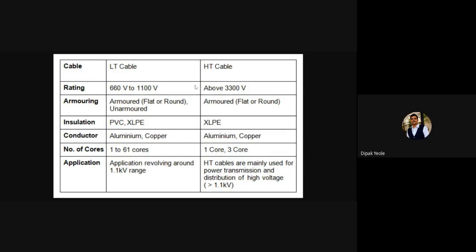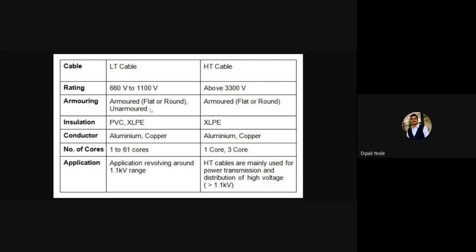But what is an LT cable? LT stands for low tension. Tension here is related to voltage. So you can easily identify that the rating of LT is 660 volt to 1100 volt. That is a low voltage rating. But for HT it is above 3300 volt. That is related to HT.